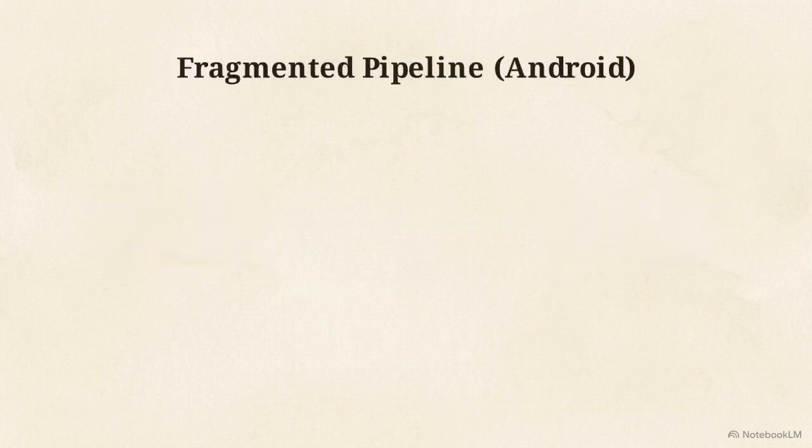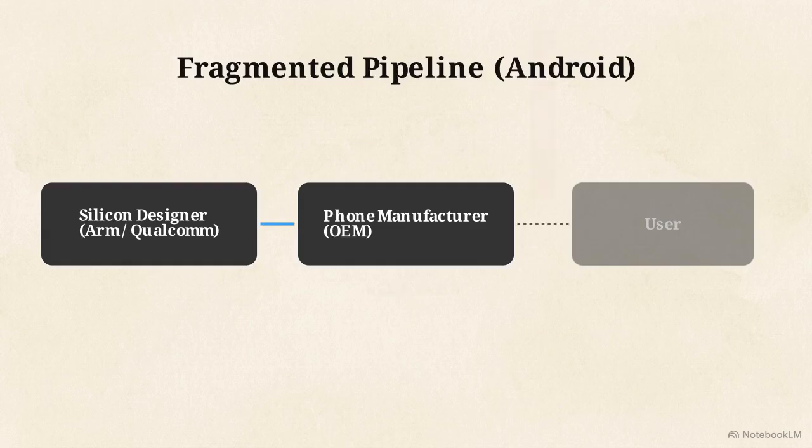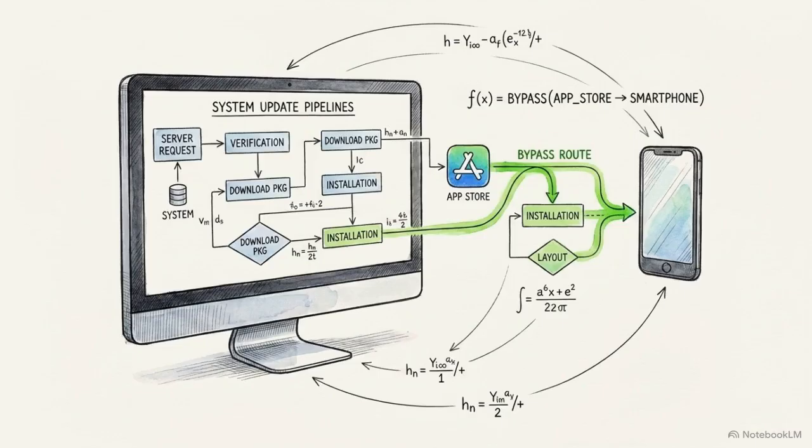Android hardware requires a much longer chain. Silicon designers like ARM or Qualcomm don't sell directly to you. They sell their chips to phone manufacturers, severing the direct relationship with the consumer. Because of that severed link, delivering graphics driver updates to fix performance issues on Android is nearly impossible for the average user. The silicon designer might have a fix ready, but they have no direct way to put it on your device.